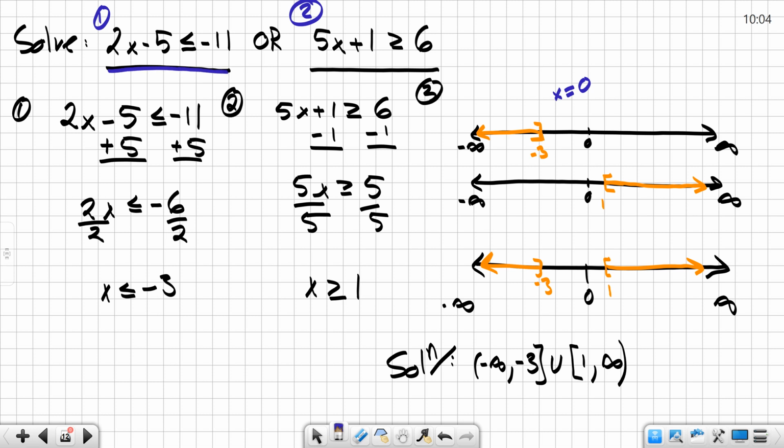5 times 0 is 0. 1 is not greater than or equal to positive 6. That means it is also not a solution to this one. And it couldn't be because I didn't pick a number out of my solution set. This is kind of reverse psychological tactics.